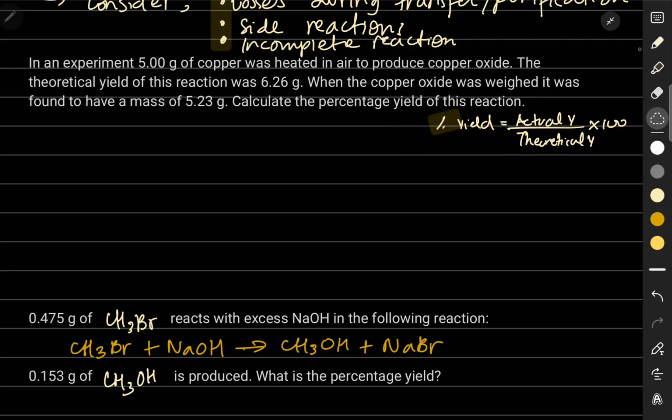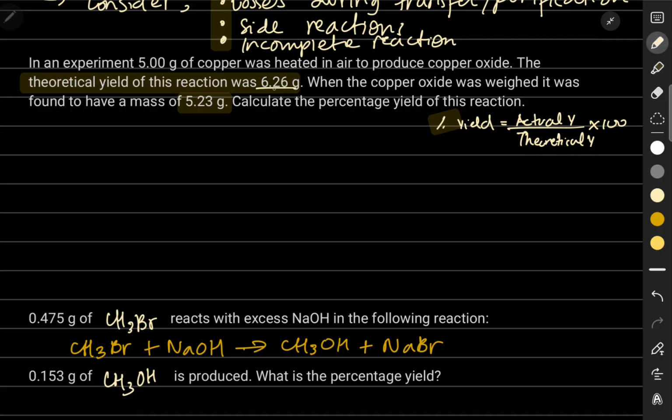All right. So the question says, in an experiment, 5 grams of copper was heated in air to produce copper oxide. The theoretical yield of this reaction was 6.26. It's very important that you pay close attention to what data you've been given. So you've already been given the theoretical yield in the question. When copper oxide was weighed, it was found to have a mass of 5.23 grams. Calculate the percentage yield. It's very important to understand the question.